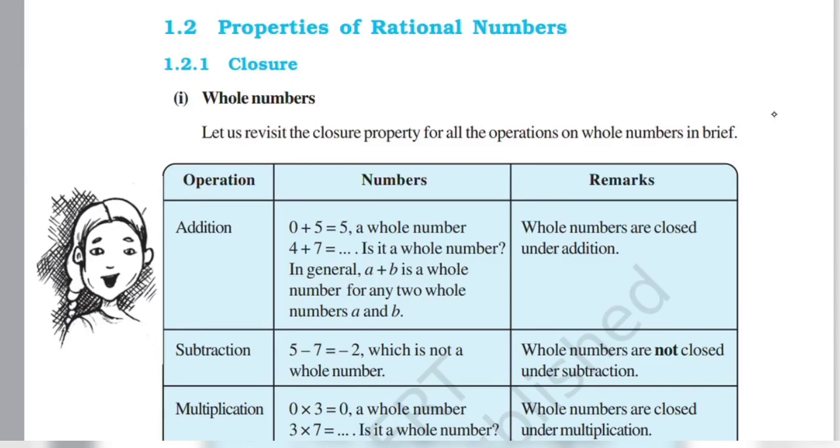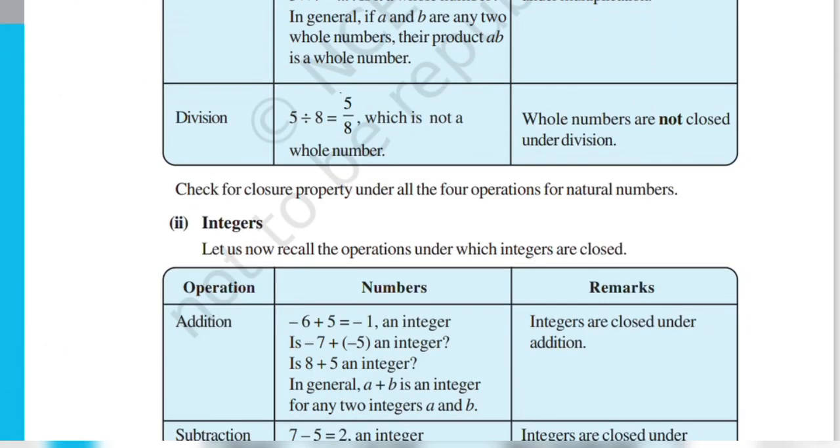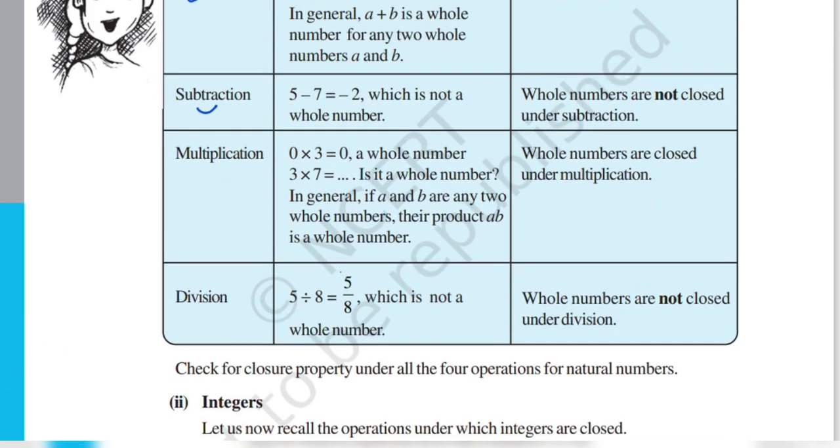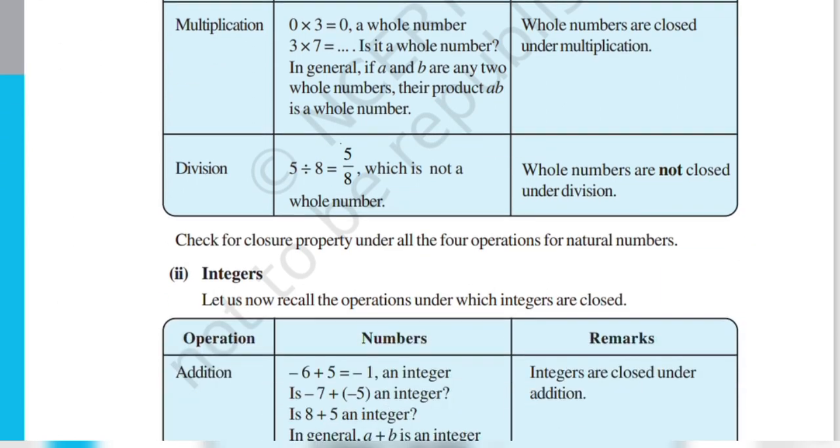Hello everybody. In the last lesson we were learning about rational numbers. We have learned what rational numbers are. We saw some of the properties of whole numbers, in which we saw that whole numbers are closed under addition and closed under multiplication, but they are not closed under subtraction and not closed under division.